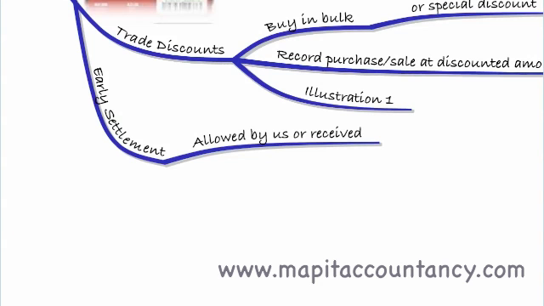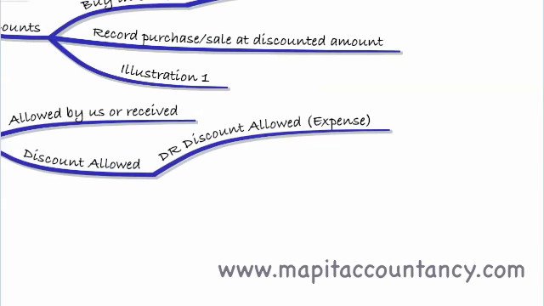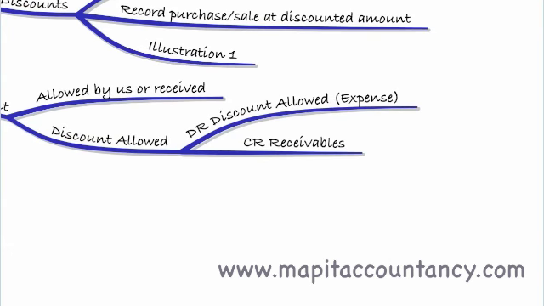Now the thing is here, we don't know whether we're going to get that or not. So it might be allowed by us, or indeed we might be giving that discount to someone else. So for discounts allowed, what we do is we debit a discount allowed account. So we create a new ledger account. It's called discounts allowed. It's an expense because it's costing us something. So we debit discount allowed and we credit the receivable.